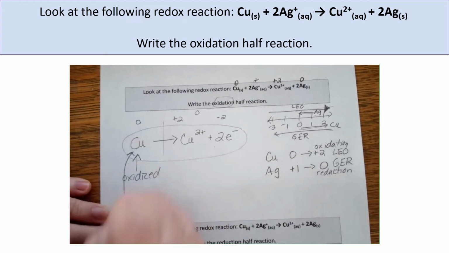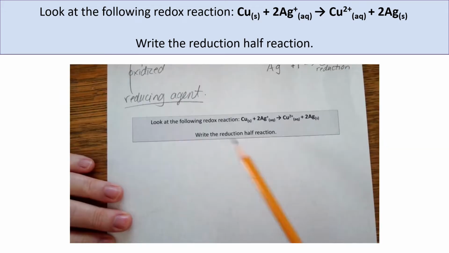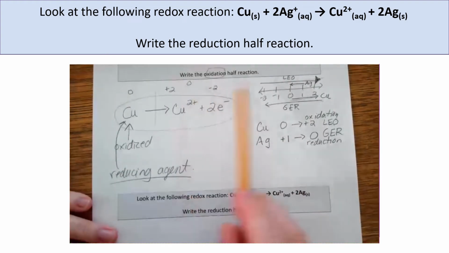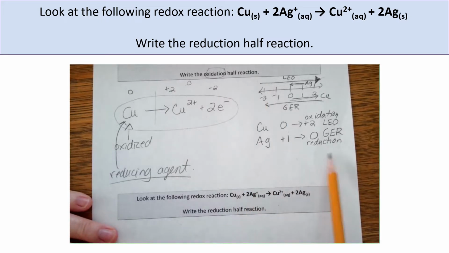This is the substance that we call the reducing agent. Just to review that. Okay, now I'm going to do this question right here, but I had already done all of this work because before I had written the oxidation half reaction. So now I'm going to write the reduction half reaction.